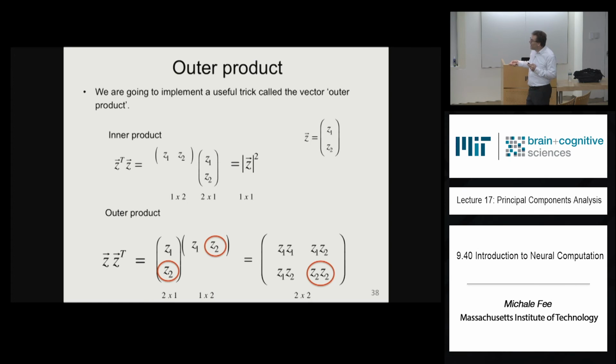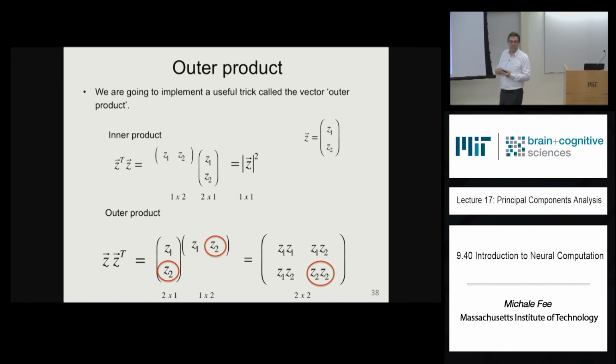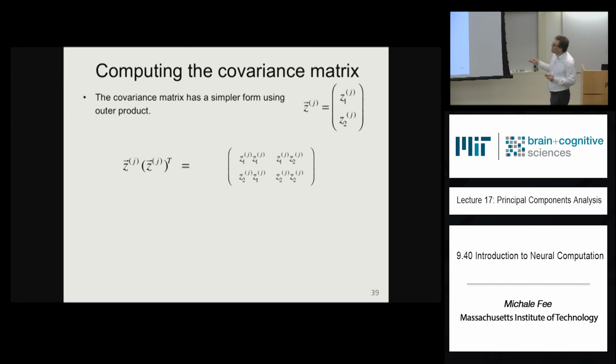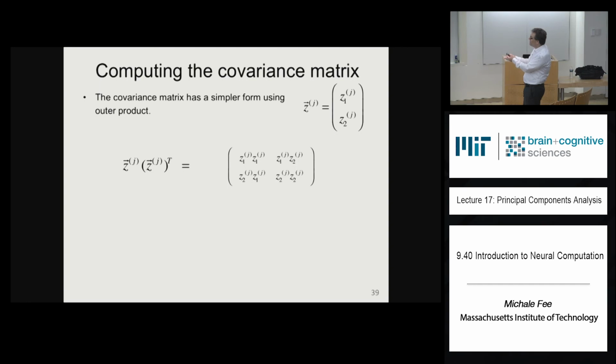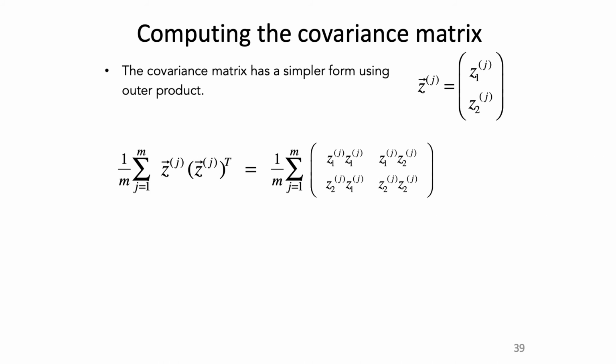Okay? So that outer product already gives us the components to compute the covariance matrix, right? So what we do is we take this vector z, the jth observation of z, and multiply it by the jth observation of z transpose, and that gives us this matrix. And we sum over all of these. And you see that is exactly the covariance matrix, okay?